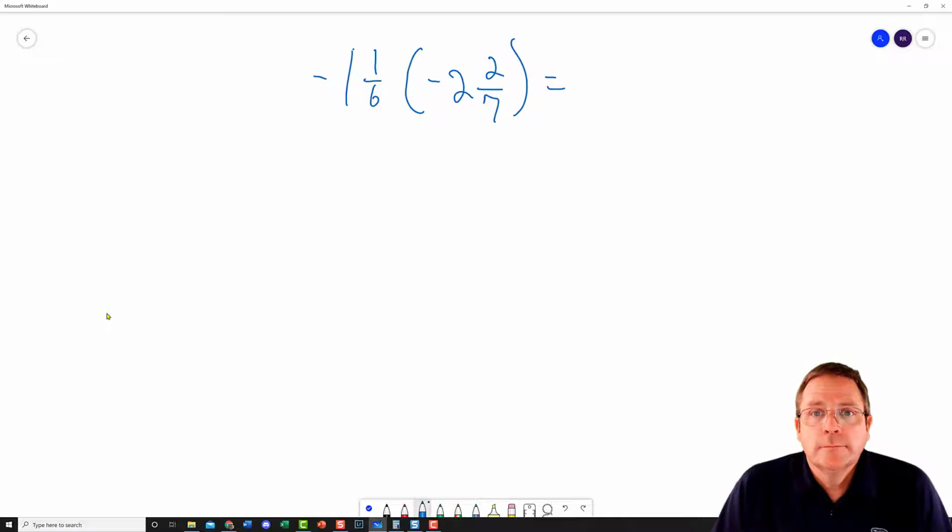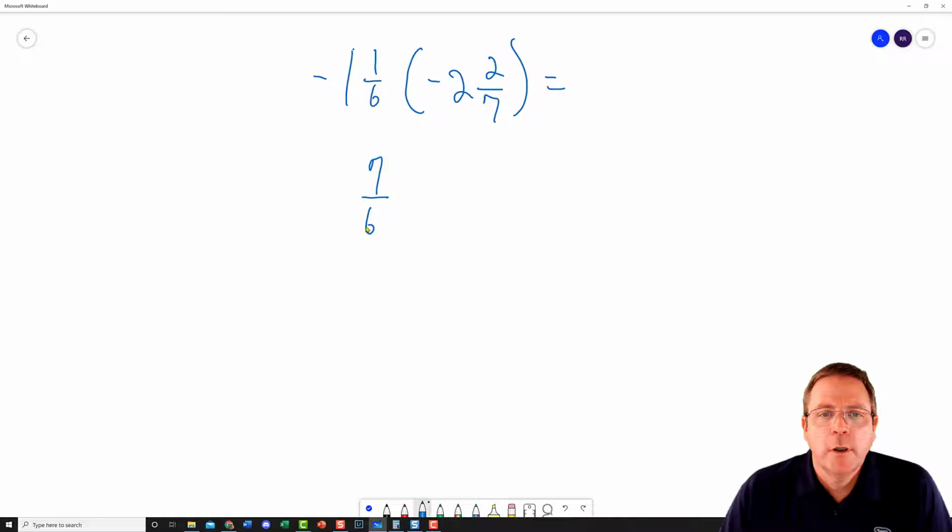Did you get it done? Let's take a look at how I did it. First, I'm going to do my Texas thing, changing my mixed numbers to improper fractions. 6 times 1 is 6, plus 1 gives me 7 over 6, and that's negative, times 2 times 7 is 14, plus 2 is 16 over 7, and that's also going to be negative.